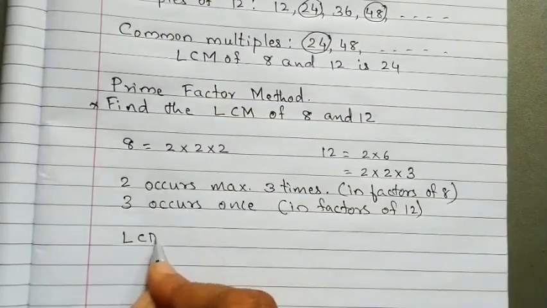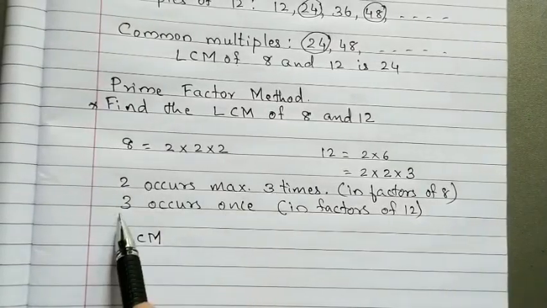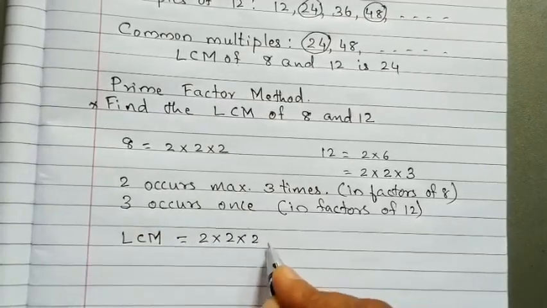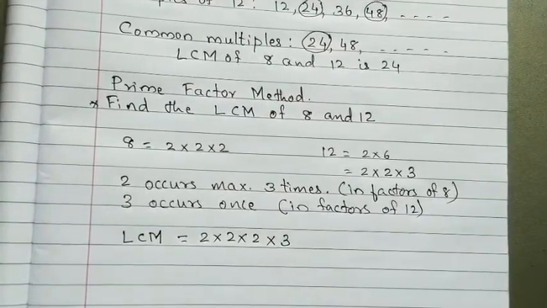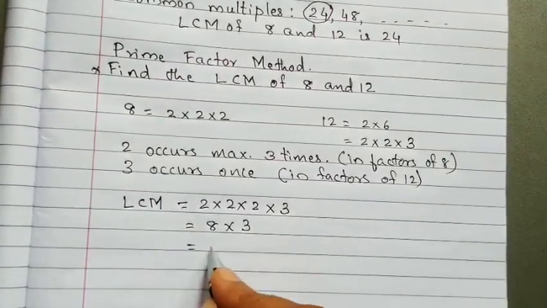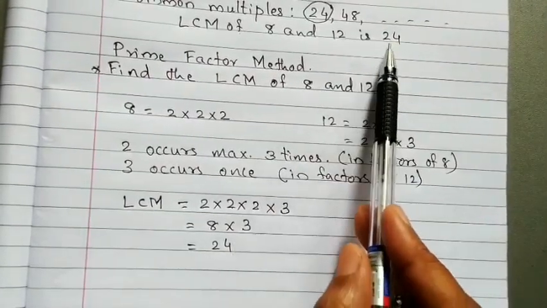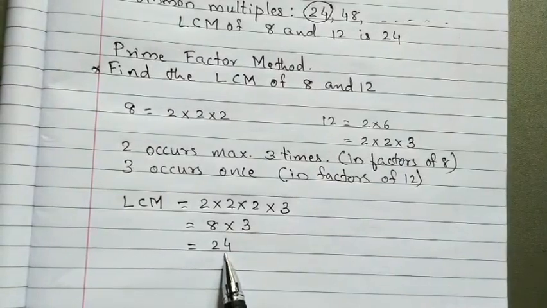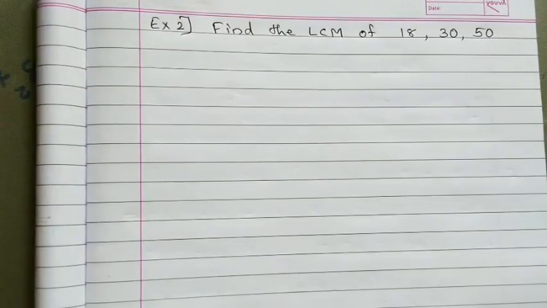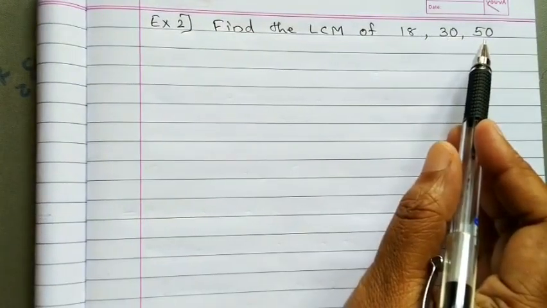For writing the LCM, what we have to do? You have to write 2 how many times? 3 times, and 3 how many times? 1 time. So LCM will be the product of 2 multiplied by 2 multiplied by 2 and multiplied by 3. 8 multiplied by 3, which is 24. So if you see, we have got the same LCM in the previous case also and in this case also. So this is the prime factor method to find the LCM. Now let's try another example. Example number 2. Find the LCM of 18, 30 and 50.